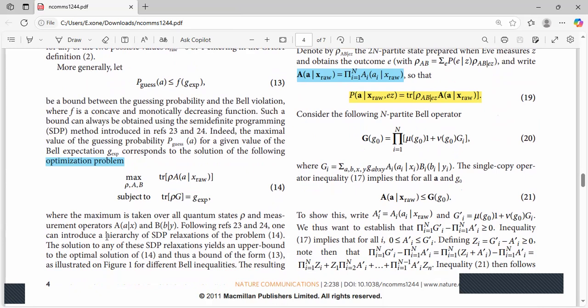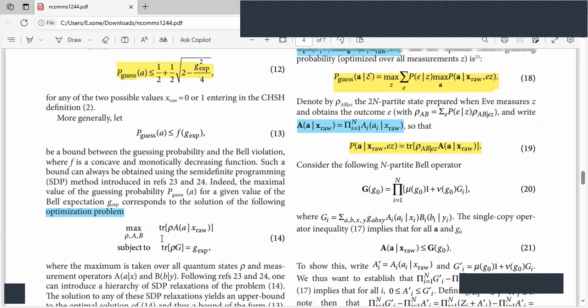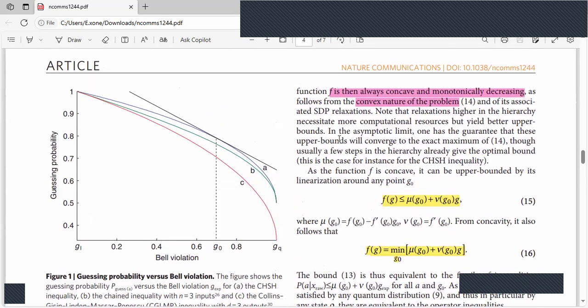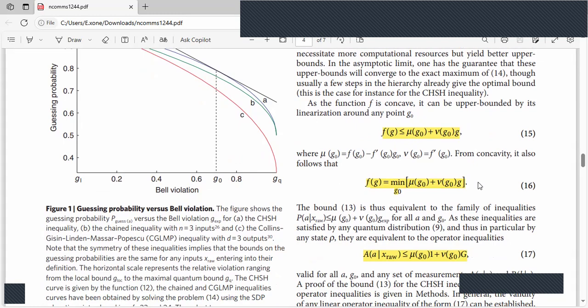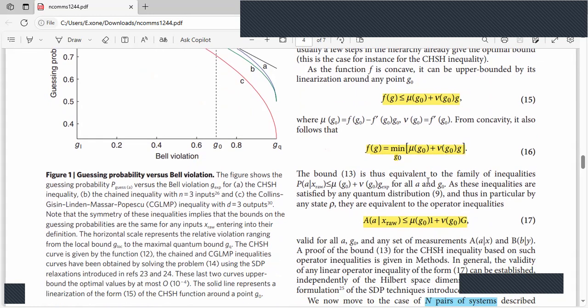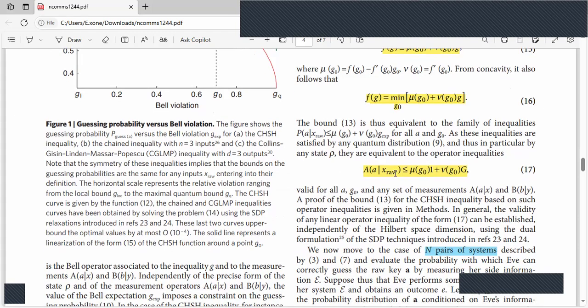In this paper, they are using a hierarchy of SDP relaxations of problem 14. They say that f is a concave function and it is always monotonically decreasing, so this is the convex nature of the problem. We get an upper bound of f, which is concave, by a linear relation, or linearization of the function at point g naught. So we have to minimize this function as given in equation 16. There is no assumption on the quantum state that we are using. It gives us equation 17. These operator inequalities are very helpful in bounding the min-entropy or the guessing probability of Eve.